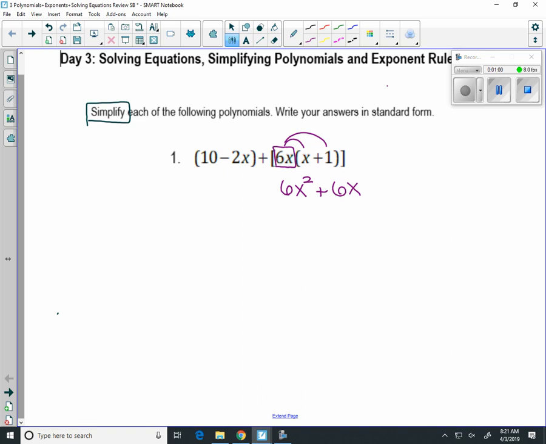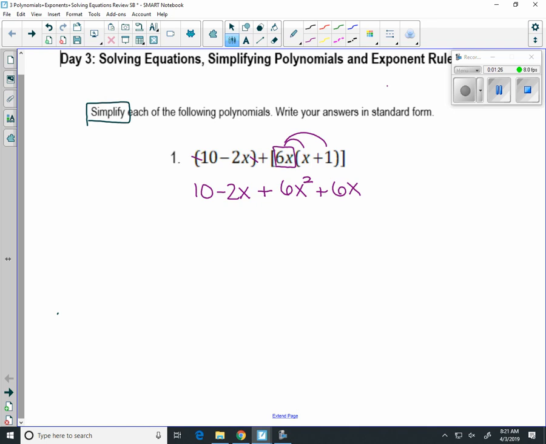That first set of parentheses, the 10 minus 2x, there's nothing out front. Those are not like terms, so I don't need to do anything with it, but I can drop those parentheses because there's nothing to do on the inside. Now, my parentheses, I've done the multiplication I need to. There's nothing else to distribute. So now I'm just going to combine my like terms.